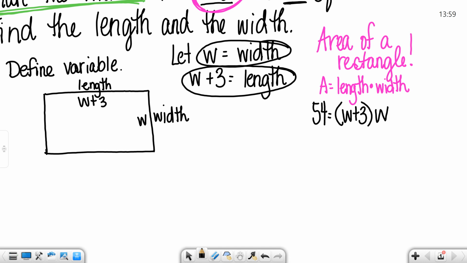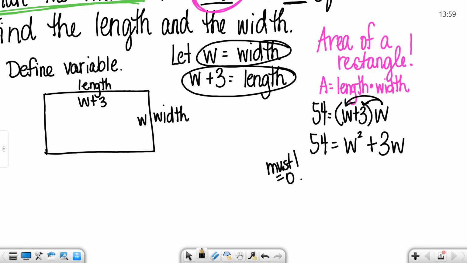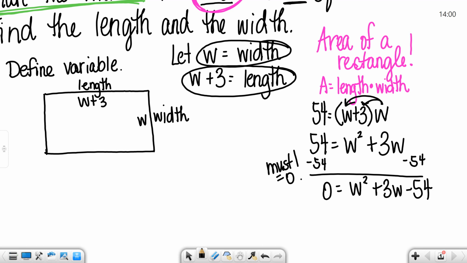Awesome. Okay, the first thing I need to do is distribute that W through my parentheses. So W squared plus 3W. Remember, this thing must equal 0 if we're going to solve it. So I'm going to subtract 54. Now for some of you, it just really bothers you that equals 0 is on the left instead of on the right, like all the other problems we just did. It doesn't matter if the equal 0 is on the left or the right.